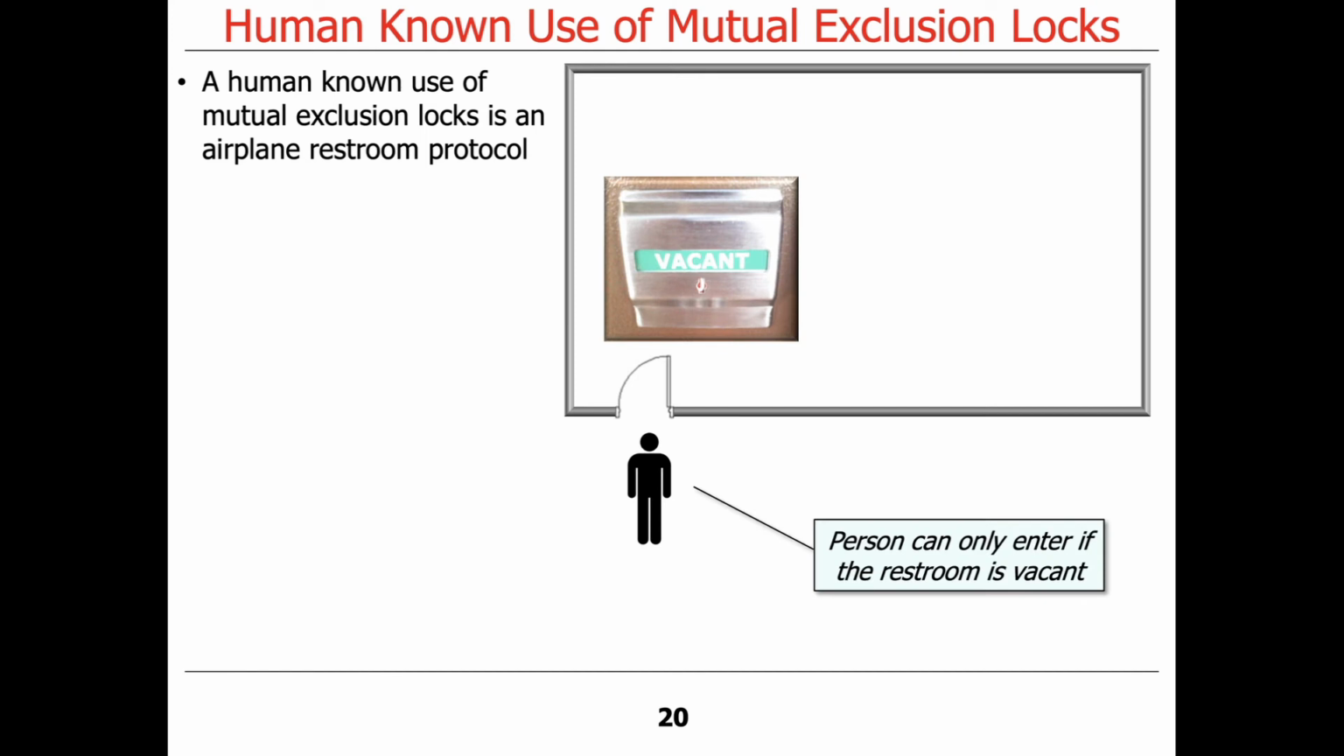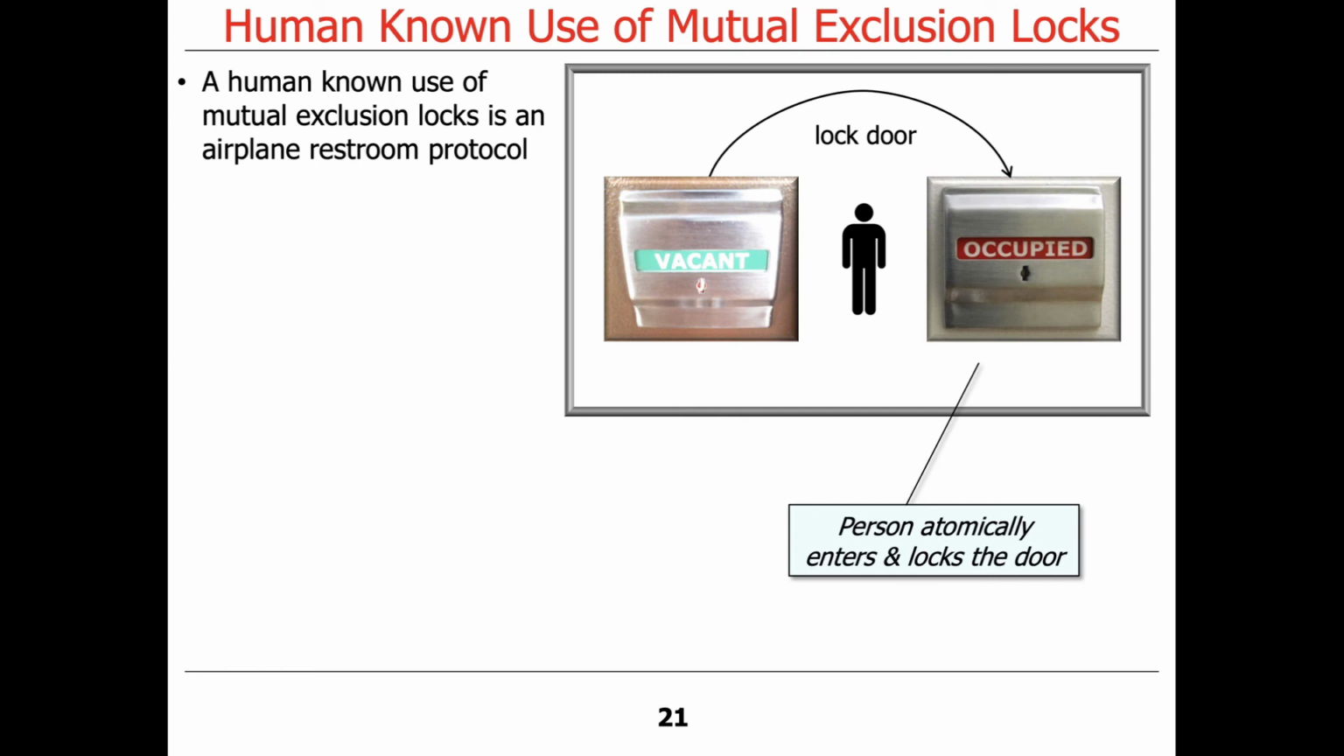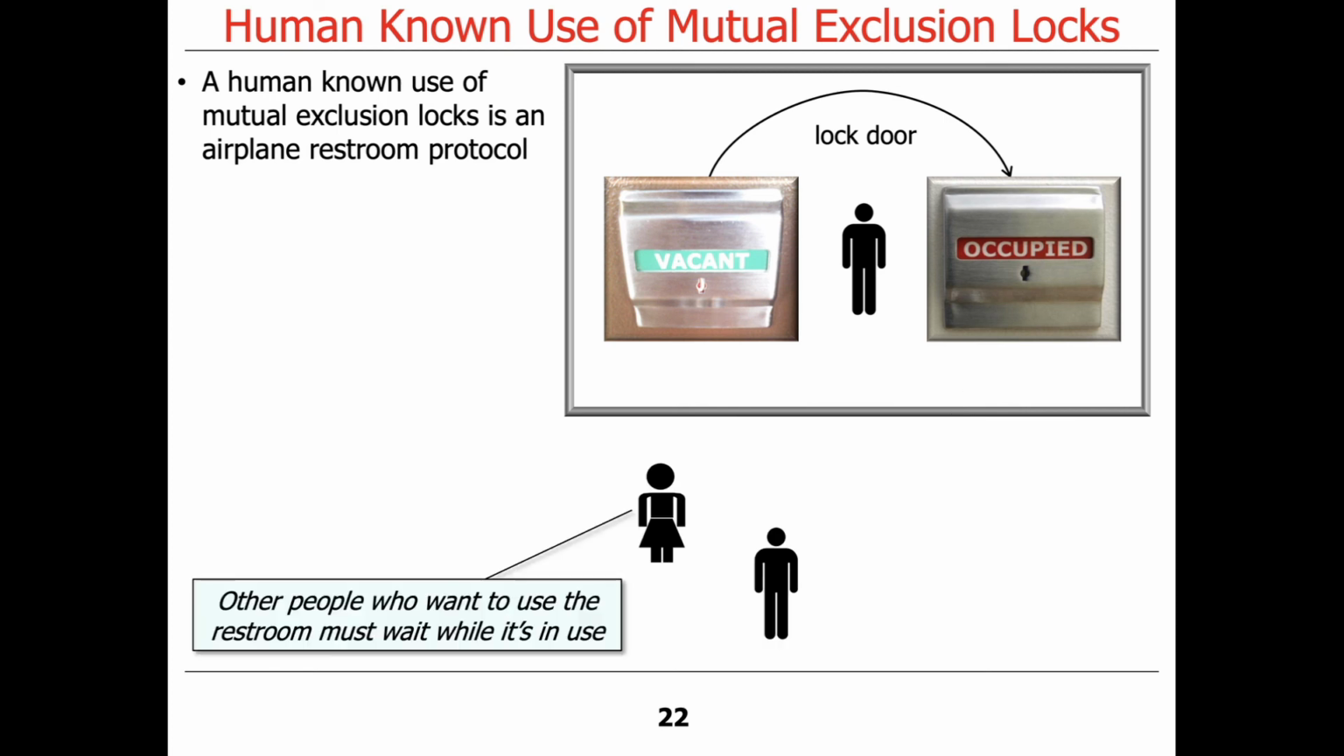The way it works is a person can only go into the restroom when it's vacant, which means nobody's in it or it's unlocked. If the sign says vacant, you come in and slide the door handle to the left or right, whichever way it works, and it changes the state to occupied. So you atomically enter and lock the door. Now you're in the restroom, and anybody else who wants to use it has to wait.